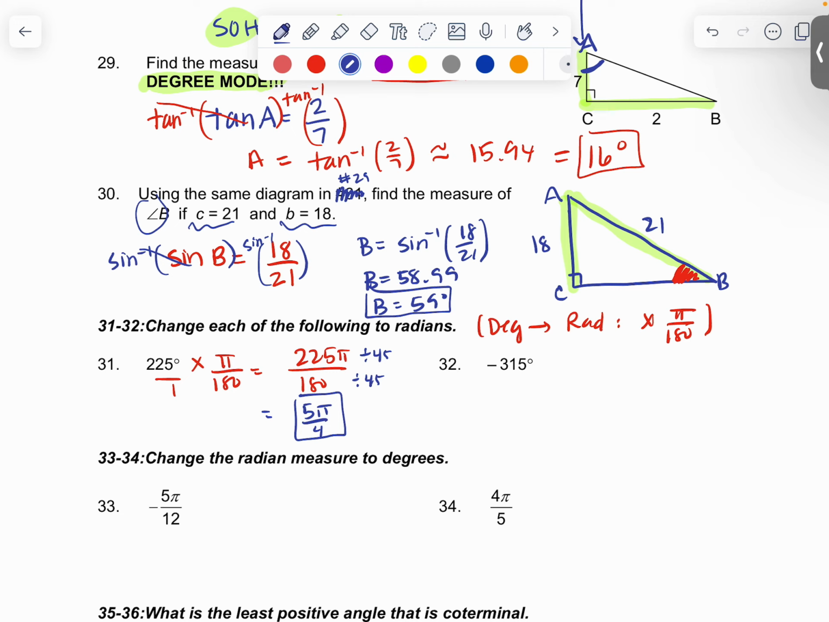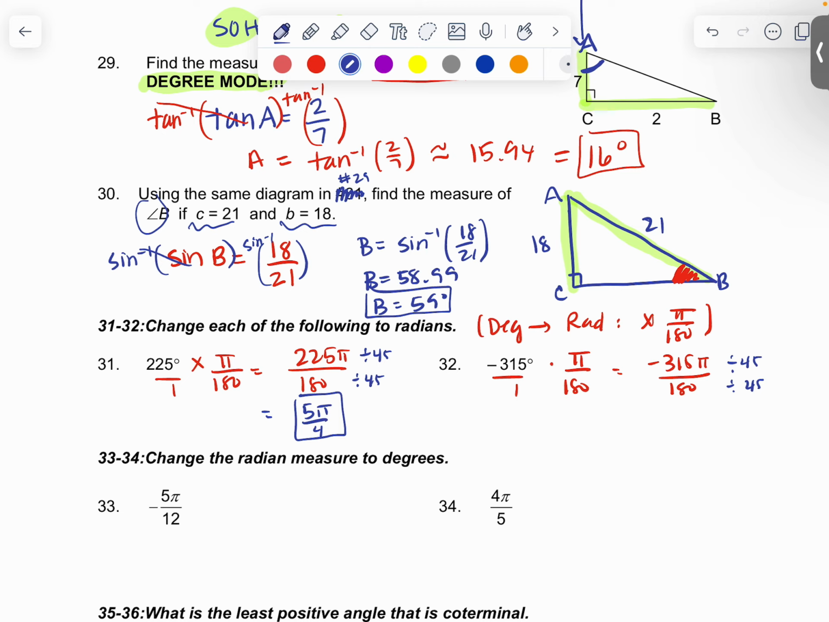And you guys, I kind of went quickly through this one because I did this with you in class today. Let's go a little bit slower with number 32. So same idea, multiply by pi over 180. Put this over 1, so that's negative 315 pi all over 180. Same idea, you guys, 45 goes into both of these.